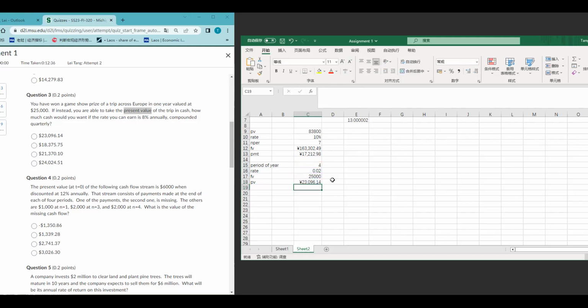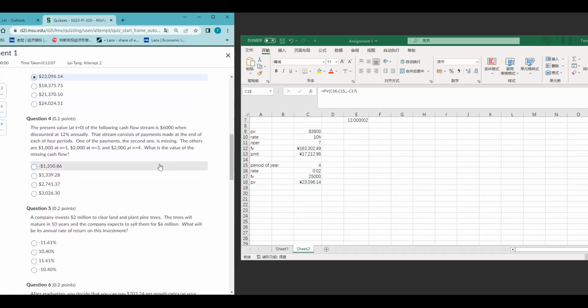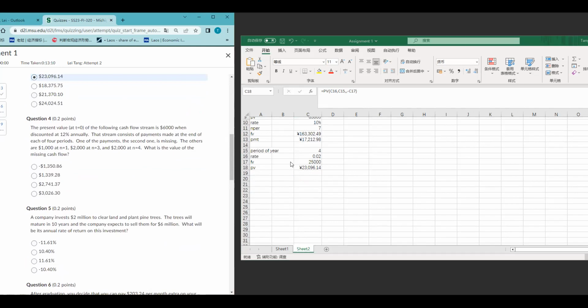Finally, this money is the present value of the 25,000. This is how much this trip is worth right now, today. It's worth about 23,000. So we can choose A as our answer. Okay, for question 4.